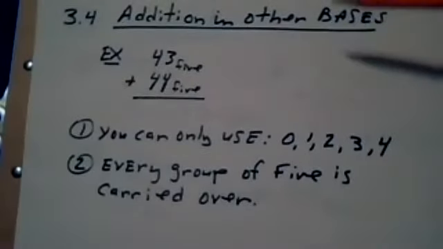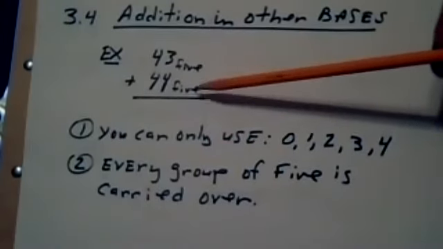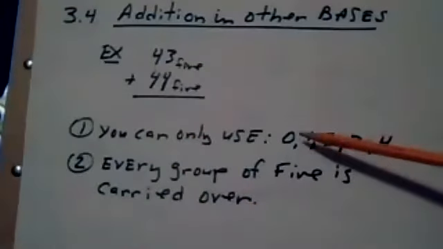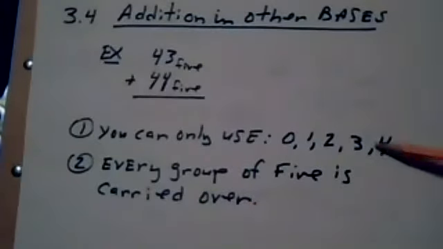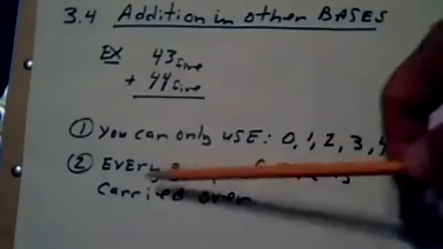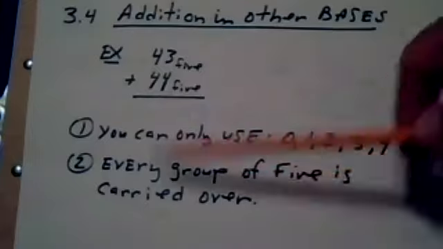Addition in other bases. And this is the name of the base we're going to use. So if it's base 5, you can only use 0, 1, 2, 3, 4. There's only 5 symbols. That's what we mean by base 5. So every time you get a group of 5, since this is base 5, it's going to be carried over as a group of 5.